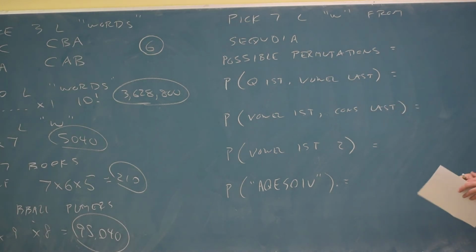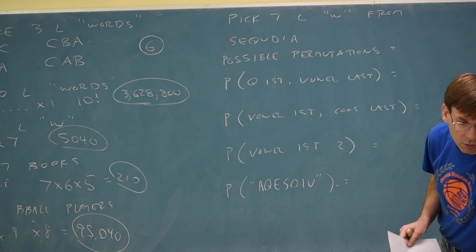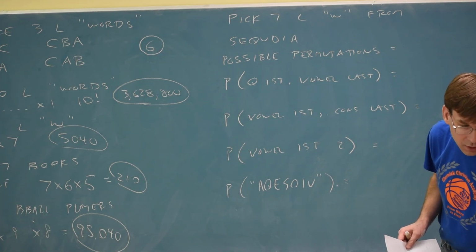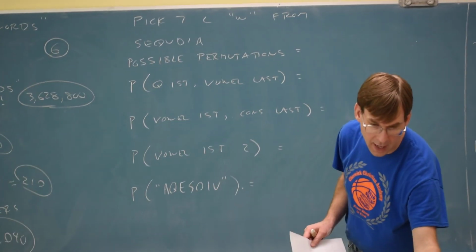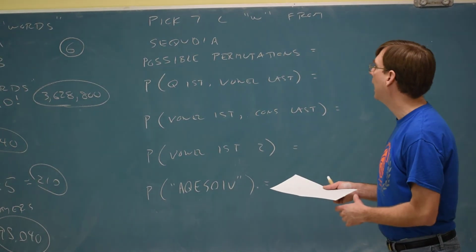I think they liked using the word sequoia in the book because there's lots of vowels in it. I think I stole this problem from the book, potentially. Looks like I did. Yeah, I stole that right off of page 242, 243.